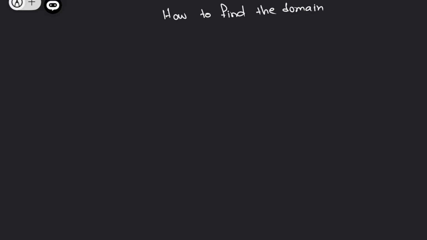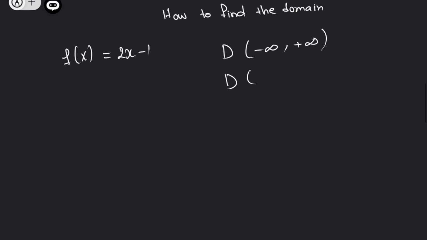For example, you have this function f(x) = 2x - 1. This is a linear function. The domain is what? It is the values from negative infinity till positive infinity, and we can write it in a different way like this: the values from negative infinity till positive infinity. These parentheses represent that we do not include negative infinity and positive infinity, we include everything.